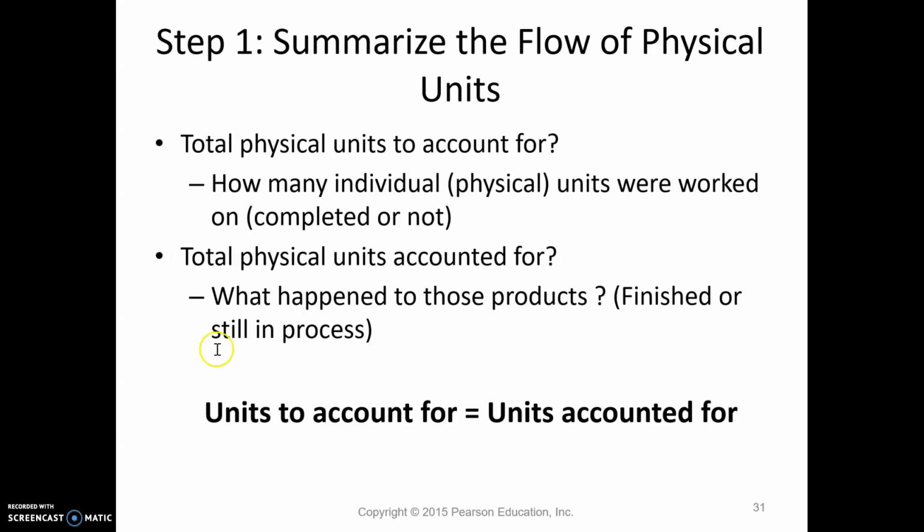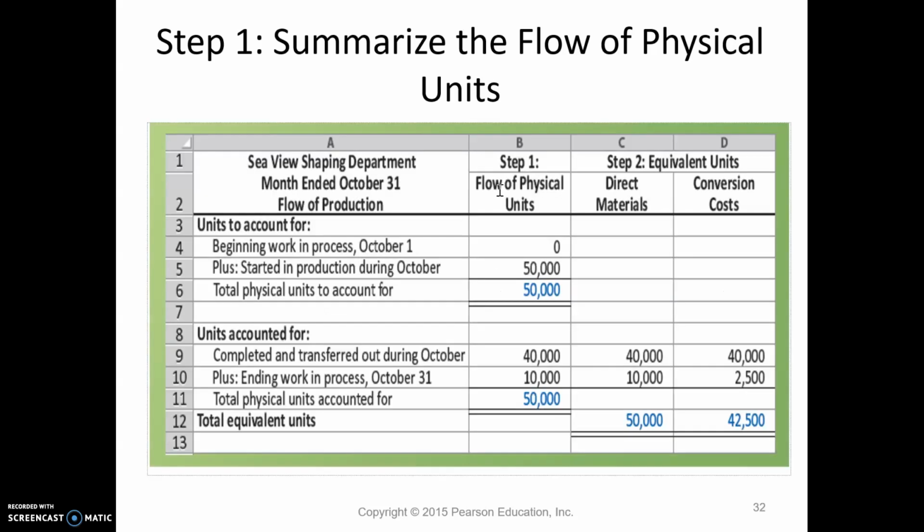So the units to account for are going to be the beginning inventory plus any units that you started, right? So that's what went into the system. At the end of the period, we'll either have the units that we finished and moved on to the next process, or they'll still be work in process. We want to make sure that the units to account for, the units that went into the system, equal the units we can account for at the end. So that's what we're trying to reconcile in this first step.